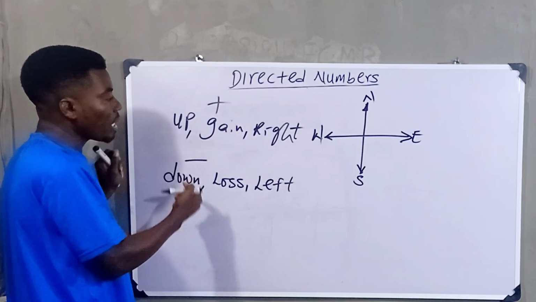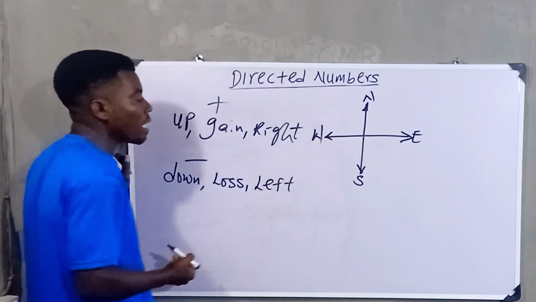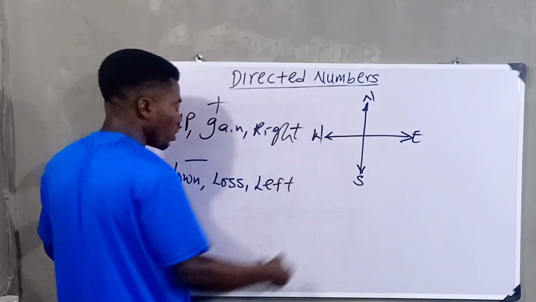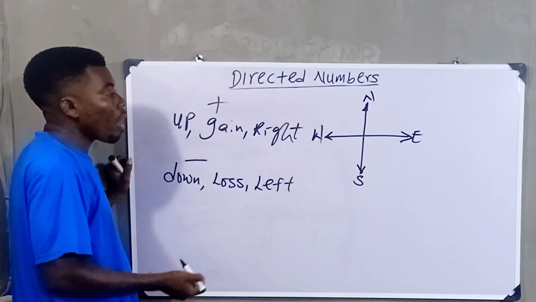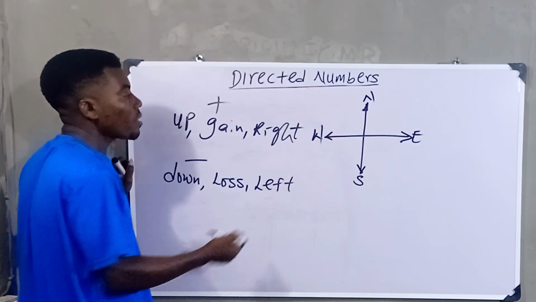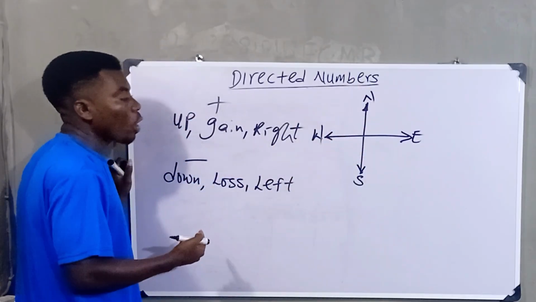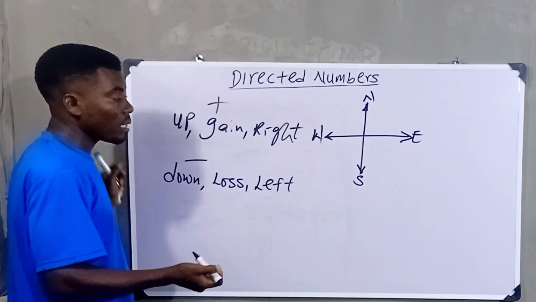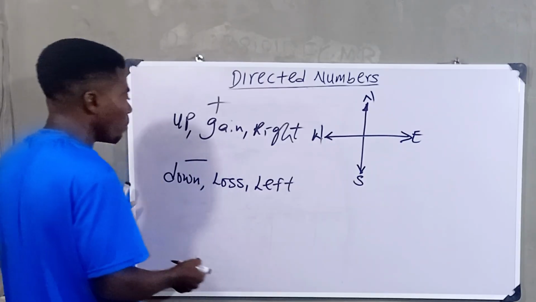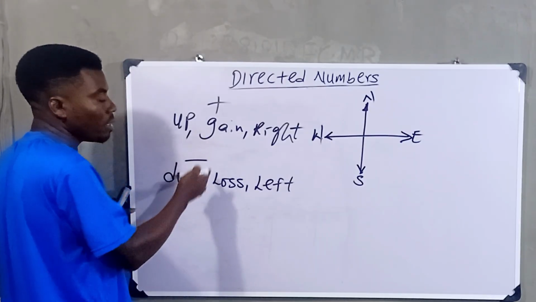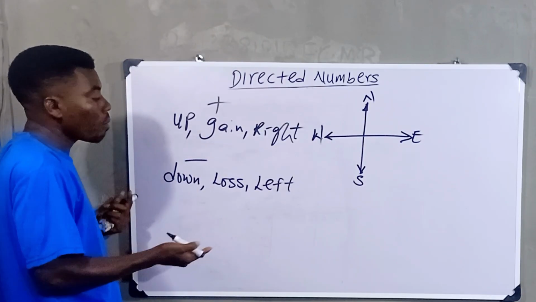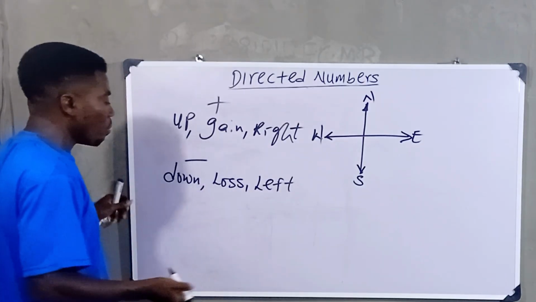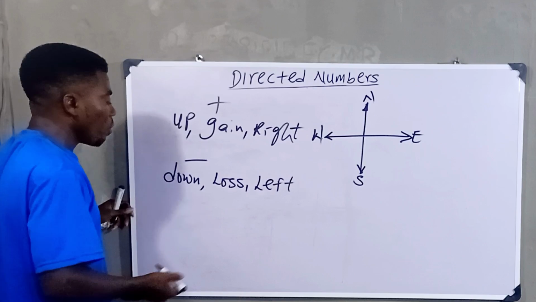That's negative. And when you move towards the south, that is negative. So as indicated here, left is negative, and then downward is what? Still negative. While positive numbers are numbers that travel upward, or numbers that move towards the right, and that is gain. In the case of gain and loss, gain is when you increase, when you make profit, and loss is when you lose your money, maybe in a business or one thing or the other.